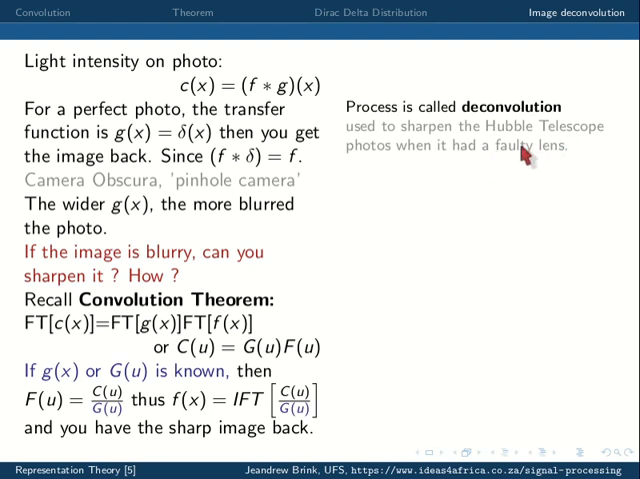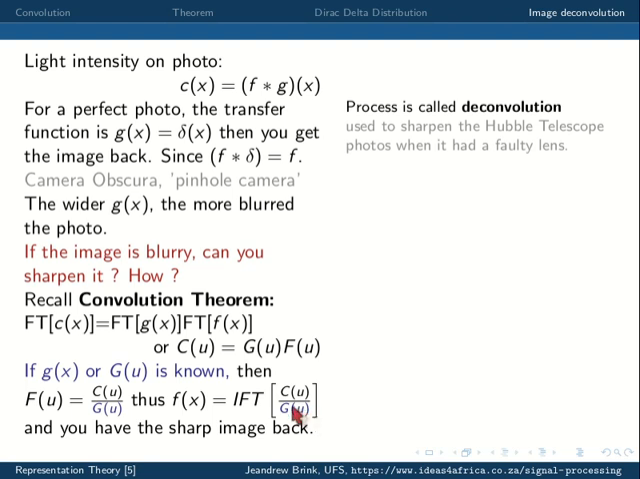In order to fix the lens properly, they eventually did send a mission to add a correction plate to fix the lens. But before that, to get the first few images out, they wanted to deconvolve the image. So they basically knew mathematically they had this idea. The problem was, how do you get G? At least mathematically, there's a way to get G.